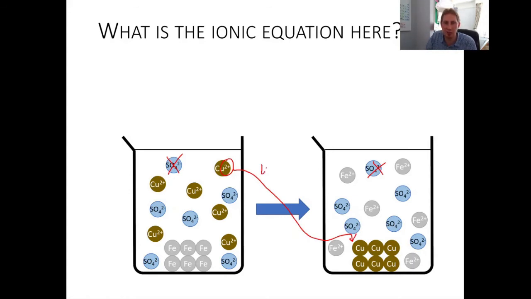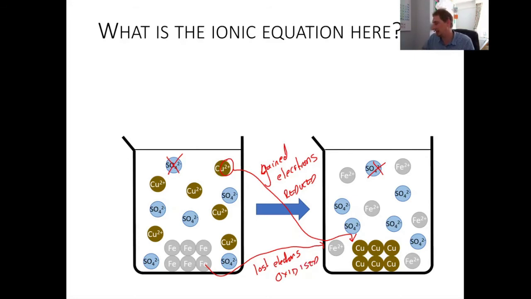The copper ions have gone from being copper ions to being copper atoms. They have gained electrons. They've lost their charge, but they've gained electrons. In other words, OIL RIG, they have been reduced. The iron atoms, which were neutral, are now iron ions. They have lost electrons. They have been oxidized.